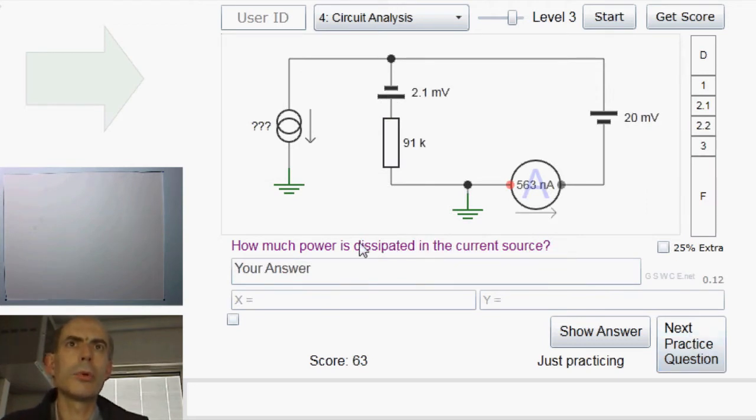Okay, here we want to know how much power is dissipated in the current source. And again, we'll need to know the value of the current source and also the voltage across the current source. Well, it's a perfect ammeter, so there is no voltage drop across it because it has no resistance. So we know the voltage difference between ground and this point in the circuit up here is just 20 millivolts. So the voltage across this current source must be 20 millivolts. We know that.